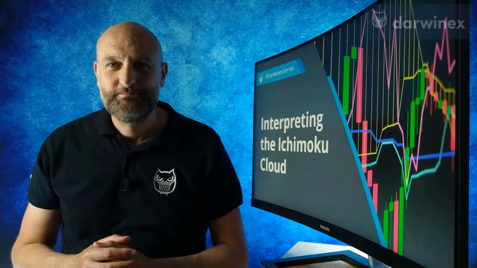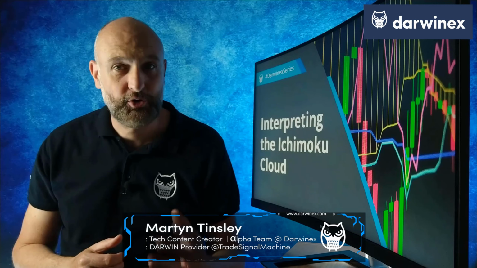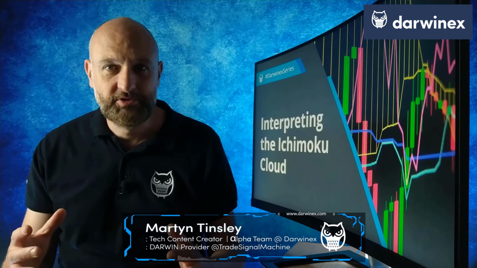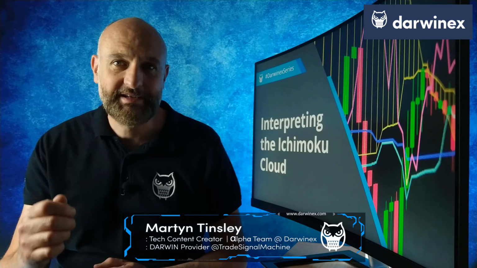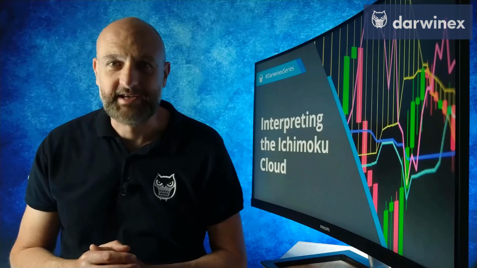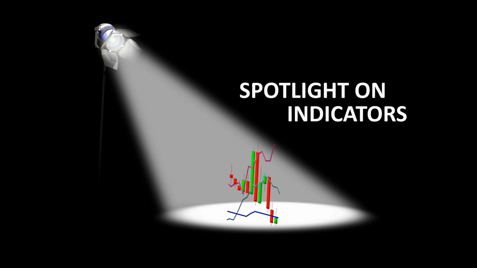Now back to today's tutorial. We've already covered the mechanics of the Ichimoku Cloud, or the Kumo, in previous episodes. But how do we use it to improve our trading decision making? That's what I'm setting out to cover in today's episode. So this is the next part in a series I've called Spotlight on Indicators. And today I'm going to look at 7 aspects of interpreting the Ichimoku Cloud.